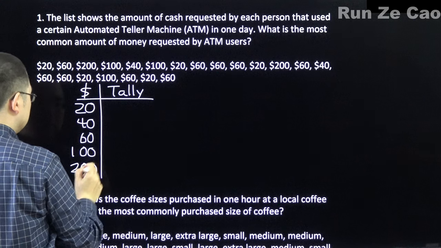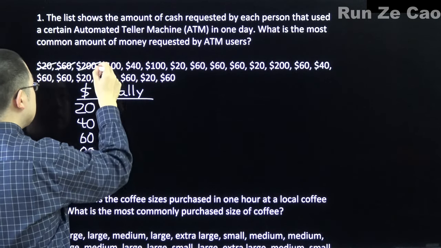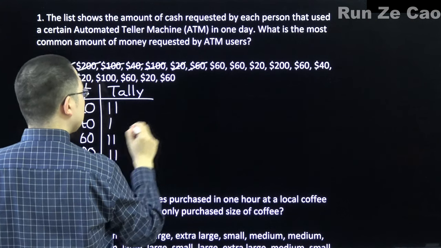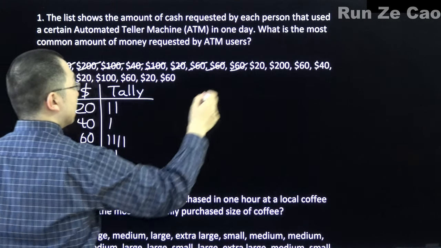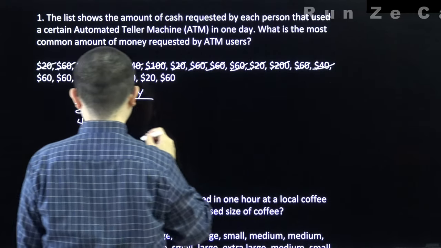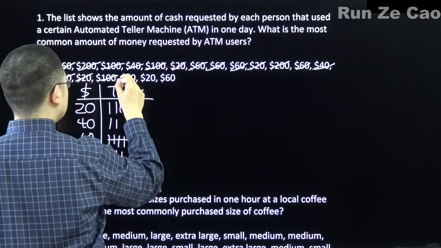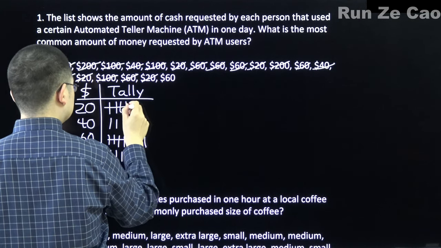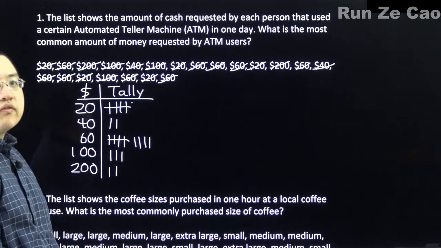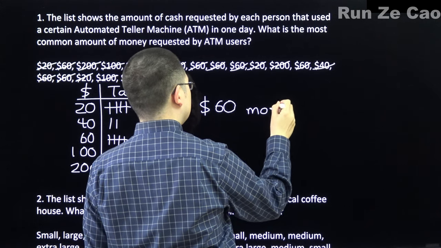100, 200. So $20, 1, 60, 1, 200, 1, 100, 40, 100, 20, 60, 60, 60 again, 20, 200, 60 again, 40, 60 and 60, 20, 100, 60, 20, oh, and then we have 60 again. So pretty obviously, the most common amount of money requested was $60. Most requested.